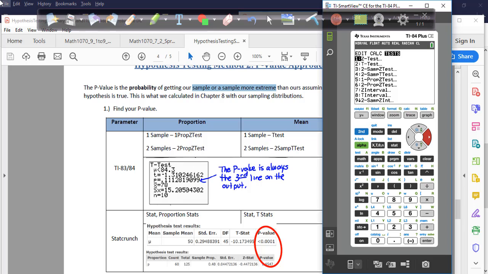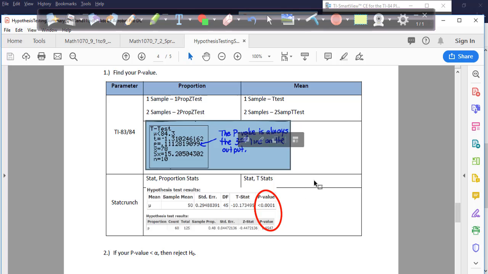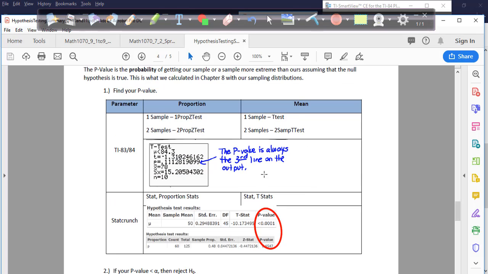Your output differs, but what's always going to be the same is that this line with the p is your p-value. The probability of getting your sample or a sample more extreme than yours, assuming that what was given in the null hypothesis is true. If you're a StatCrunch person, for mean problems you're going under Stat and T Stats, for proportion problems you're going under Stat and Proportion Stats. And the very last part of your output is your p-value.